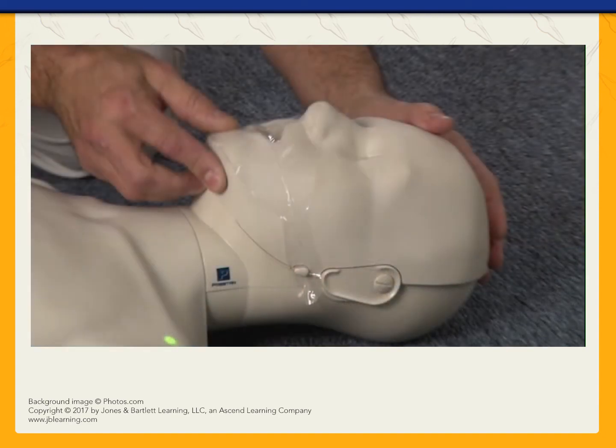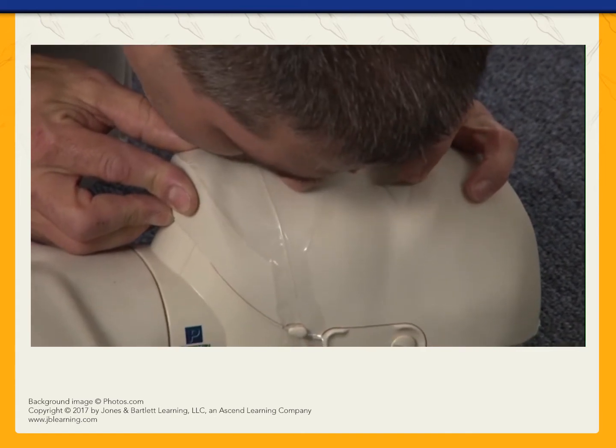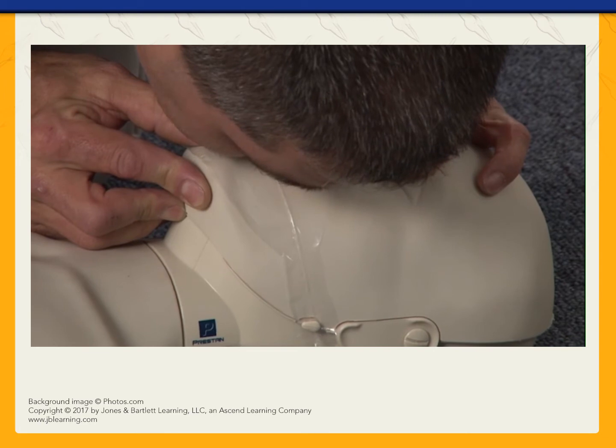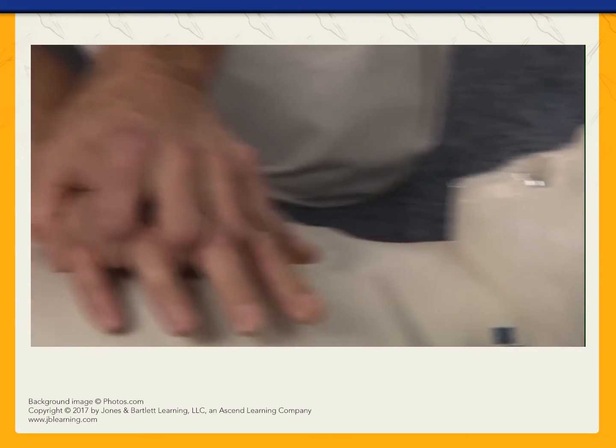Each time before giving a first breath, open the person's mouth and look for an object. If an object is seen, remove it. Continue sets of 30 chest compressions and 2 breaths until an AED becomes available.